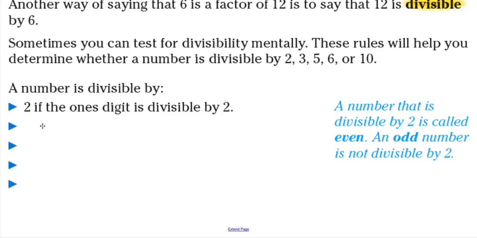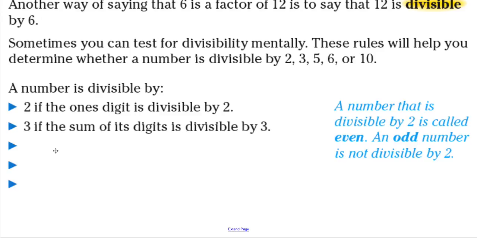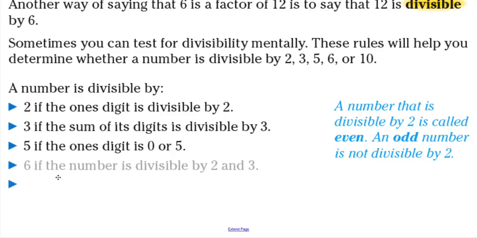The next divisibility rule, a number is divisible by 3 if the sum of the digits is divisible by 3. A number is divisible by 5 if the ones digit is either 0 or 5. It's divisible by 6 if it's both divisible by 2 and 3. And a number is divisible by 10 if the ones digit is 0.